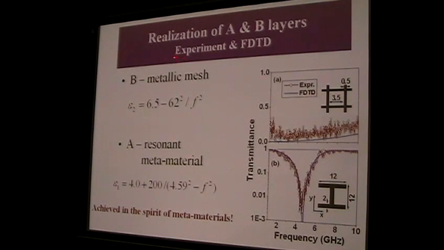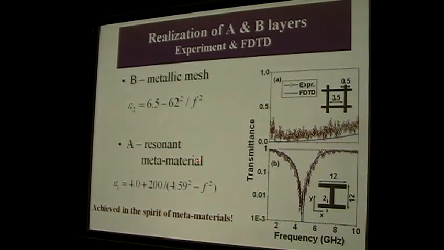Okay, the question now is how can we realize these AB layers? We demonstrate this idea in the microwave frequency regime. For the B layer, in the microwave regime the perfect metal cannot be a negative epsilon system, because it's actually a perfect metal. So we can use a metal mesh to model a negative epsilon system. Indeed, if you model this mesh structure by a homogeneous system with an effective dielectric constant, we found that we can describe the experiment very well.